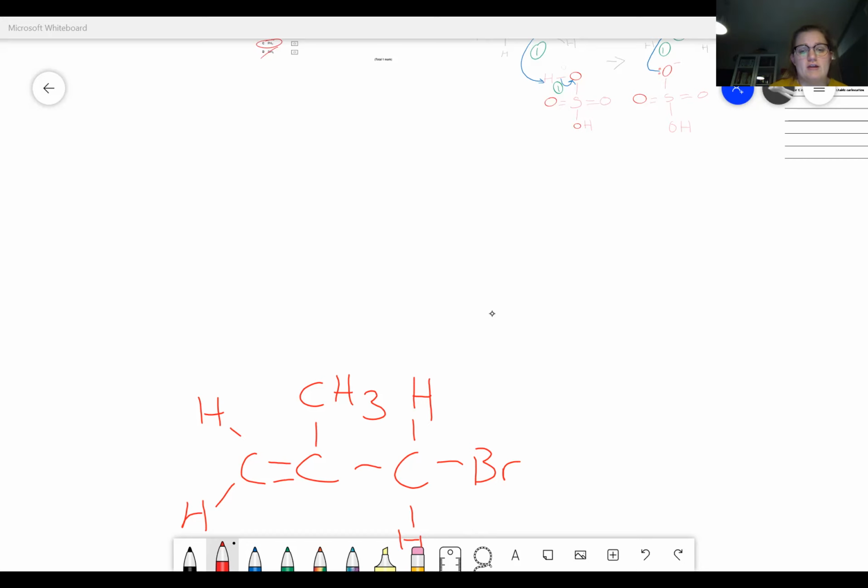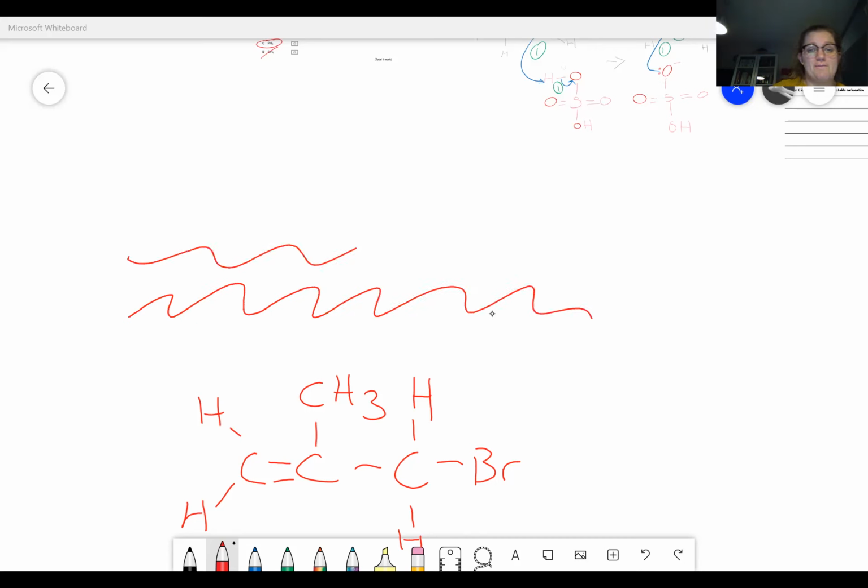So let's have a quick look. Which is not correct about this? Well, it reacts with electrophiles. It is going to react with electrophiles. We've already found that out. So it's not going to be this one. It forms an addition polymer. It's definitely going to do that. Does it decolorize bromine water? Yep, it's got bromine in it. It's going to do that. So we're going to get rid of that. Does it display EZ isomerism? It does not display EZ isomerism. That is not going to happen.